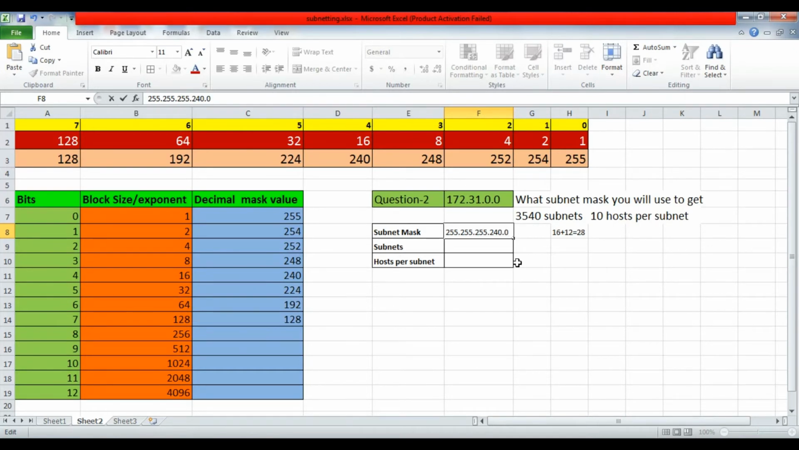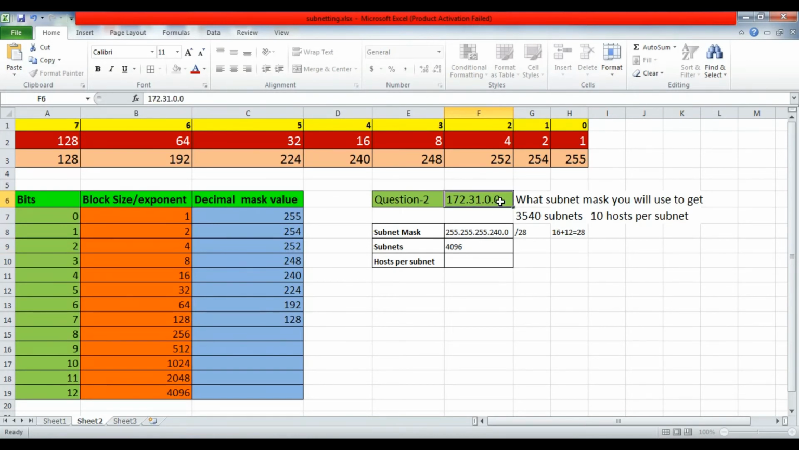240.0. If we use this subnet, or the CIDR notation is slash 28, if we use this subnet, then we can have how many? 4096 subnets.